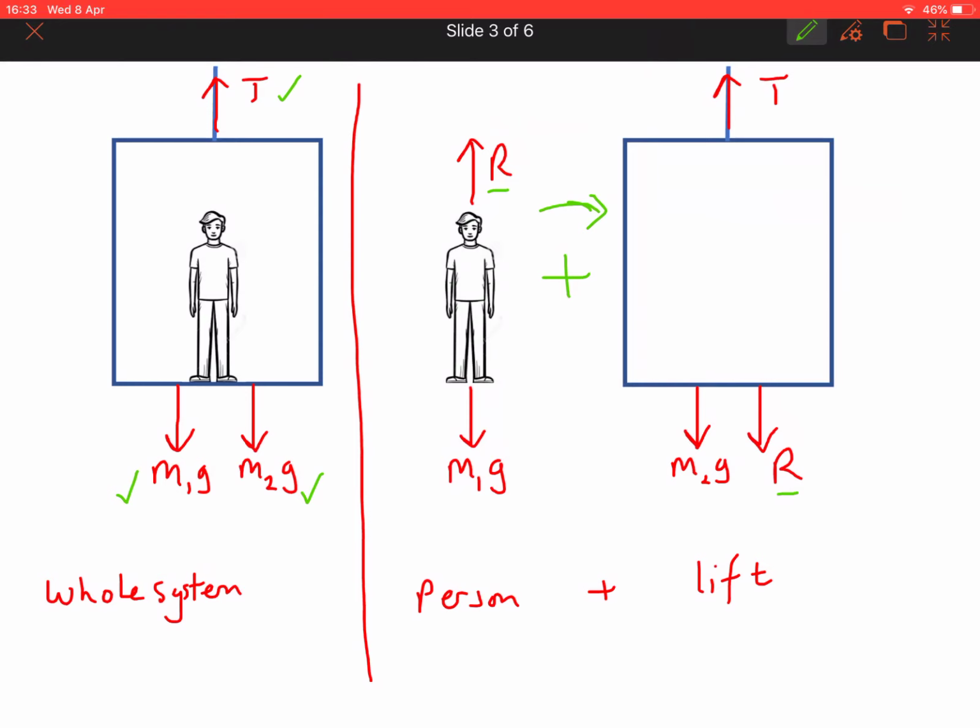Now, in these problems, at times it's easier to consider the whole system, so what we've got on the left, if I'm trying to find the tension, for example. And at other times we've got to consider the particles separately. We've got to consider the forces on the person, or we've got to consider forces on the lift separately. Okay, so that's what we're going to do in the next couple of slides.